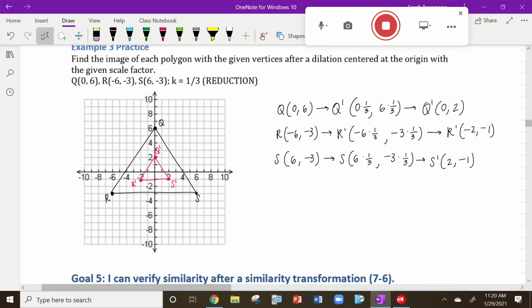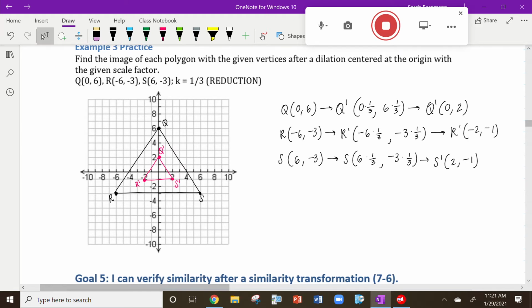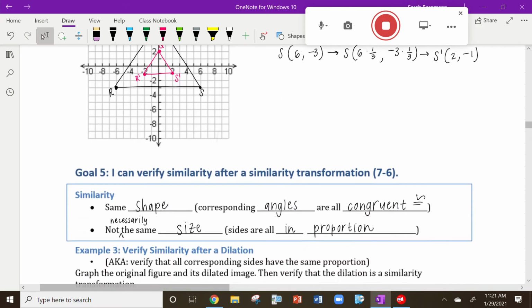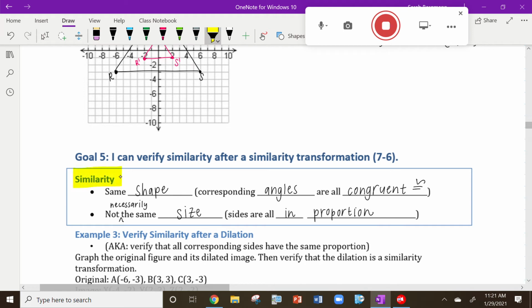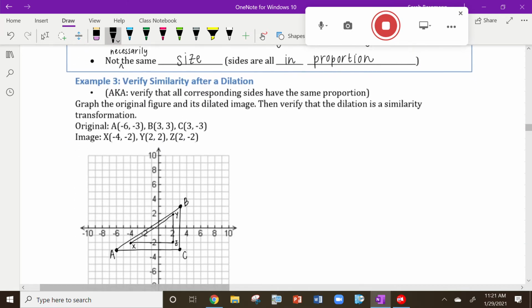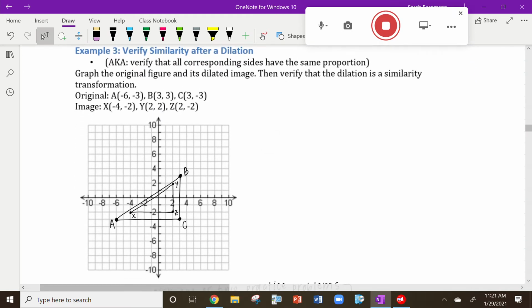Now remember, this original shape, the pre-image, and the image are similar figures. That means, remember from our previous lesson, that they have all the same angles, all congruent corresponding angles, but the sides are not necessarily the same length. The sides are proportional, so they all have the same ratio. So with that in mind, remember, similarity means same shape, corresponding angles are all congruent, not necessarily the same sides. The sides are only in proportion. So let me show you how to verify similarity after a dilation.